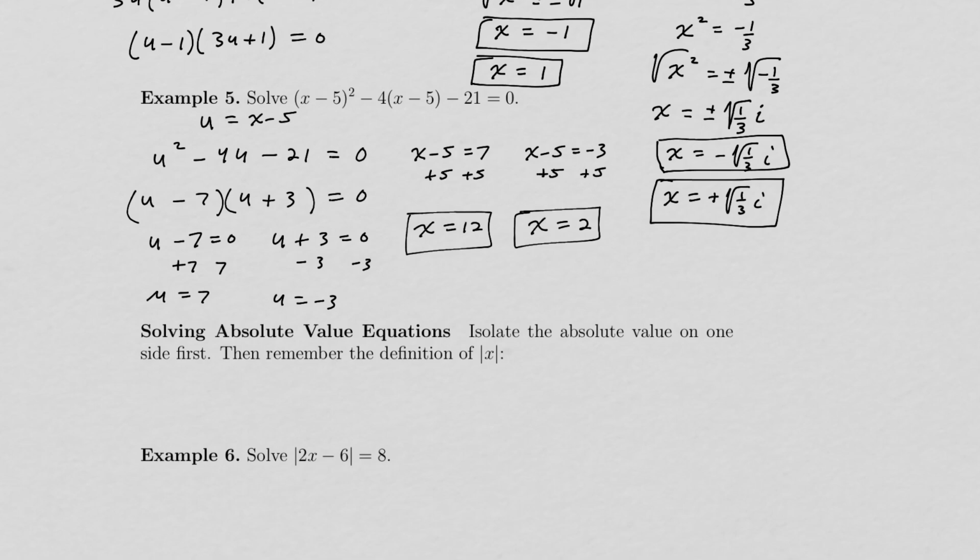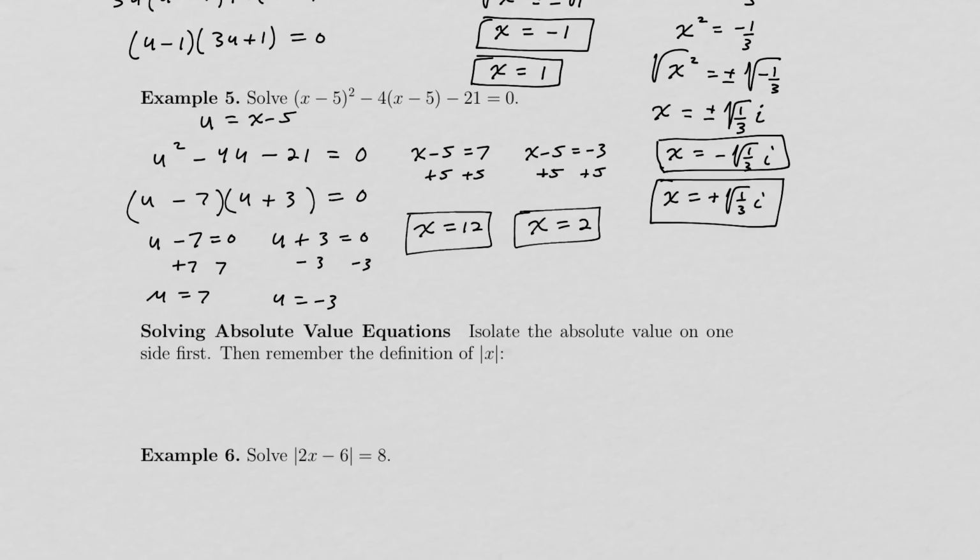Okay, so again, those are equations that were quadratic in form, right? We could make them quadratic by doing that u substitution. Okay, let's move on to another type of equation that involves absolute values.